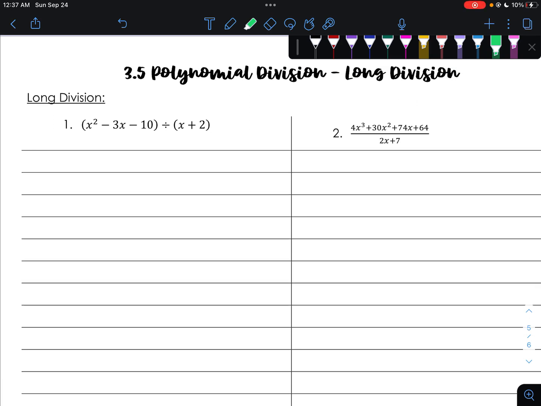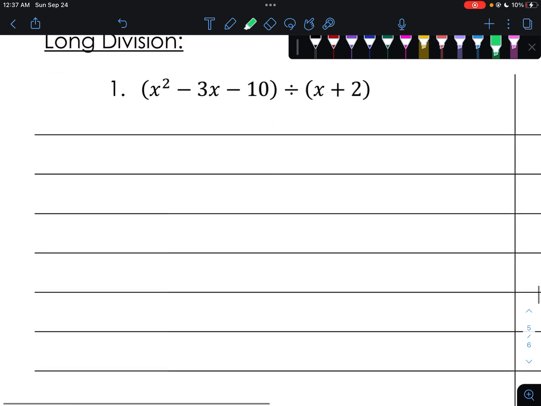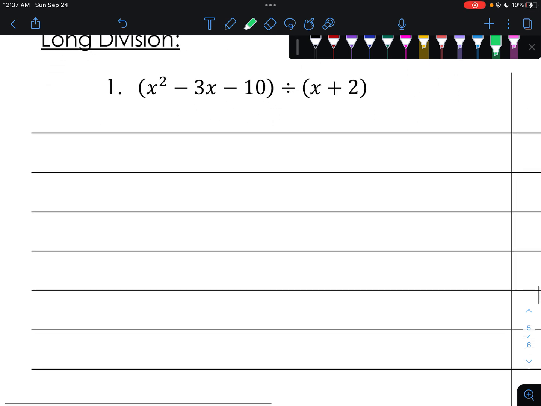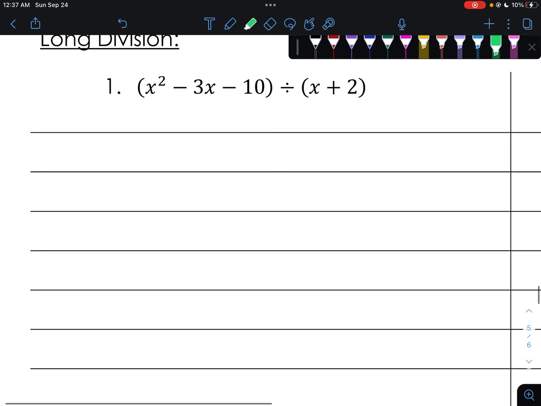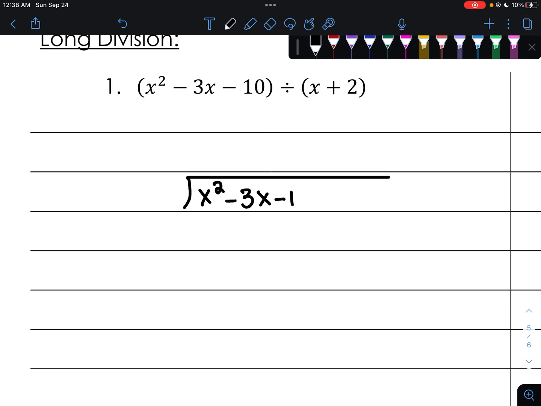In this video, we're going to talk about polynomial long division. In polynomial long division, it's very similar to normal long division that we learned a while ago. What we're going to do is set up the division part. What that looks like is like this. You're going to take what's in the numerator and write that out, and you're going to take what we're dividing by and write it on the outside.